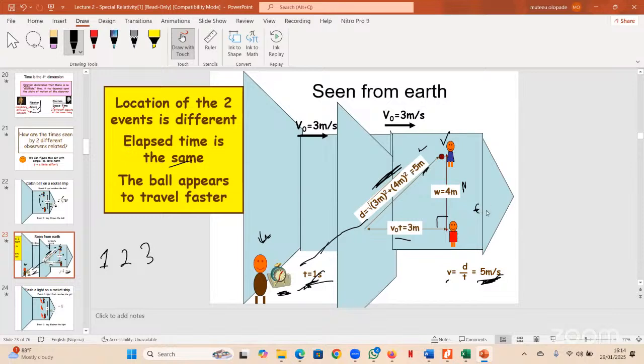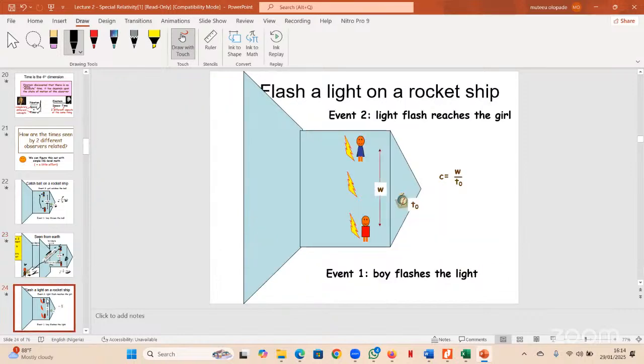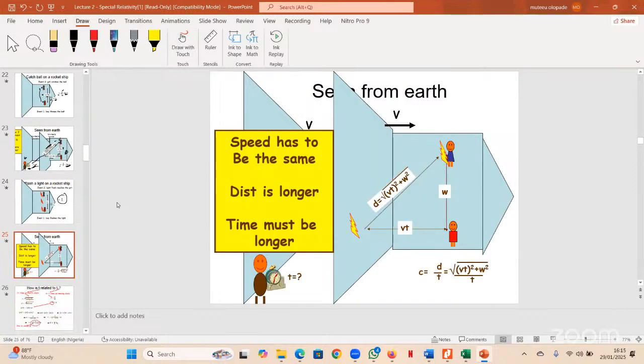So initially the clock was in the spaceship here, but here now on the surface of the earth. So they view it as being different. So the same thing here, light flash reaches the girl, and that's what we have there. Now, seen from the speed has to be the same, but the distance is longer. Time must be longer.